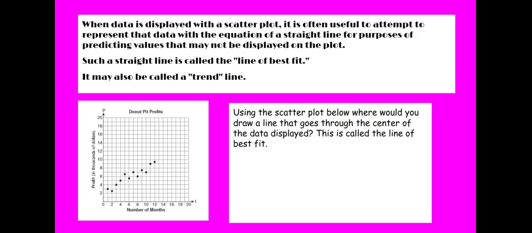Next, we're going to look at page 2. This is where we're going to be talking about a line of best fit. It says when data is displayed in a scatter plot, it is often useful to attempt to represent that data with an equation of a straight line for purposes of predicting values that may not be displayed on the plot. Such a straight line is called the line of best fit or a trend line. So it says using the scatter plot below, where would you draw the line of best fit? That goes through the center of the data displayed, and that is what we call our line of best fit.